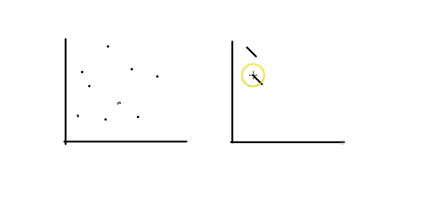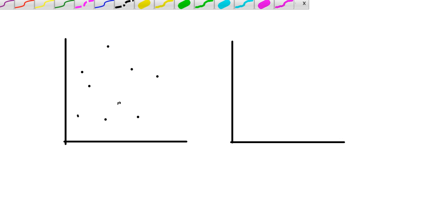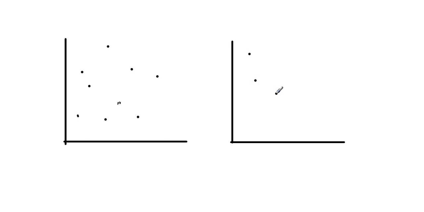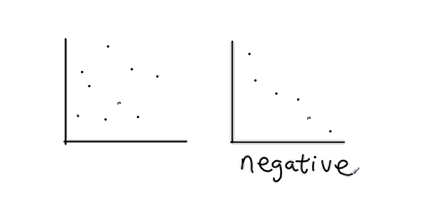This might be, oh, I don't want to do that. Go back to my pencil. Okay. So this one would be a negative relationship. And this one, because it goes up and down, this one would be no relationship.